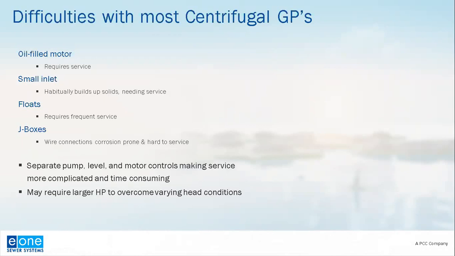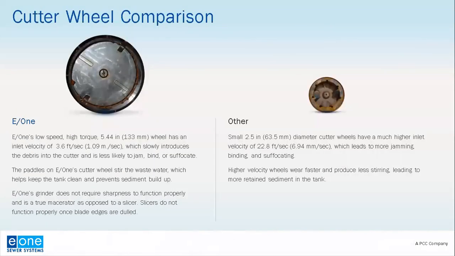Floats, we've talked about them pretty extensively. J-boxes we've mentioned as well. Their separate pump level and motor controls make service more complicated and time-consuming, and they may require larger horsepower pumps to overcome varying head conditions. At E1, we have the upgrade program where we replace competitor units and systems throughout the United States and the world. We have seen instances where there have been 5, 7.5, and 10 horsepower pumps hooked up to a residential application just to overcome force main pressure, and documented cases where we have been able to go in with our little single horsepower progressing cavity pump and operate with no issues whatsoever.